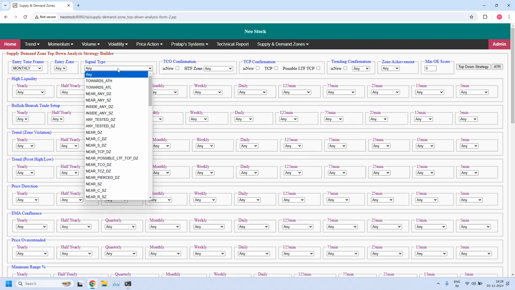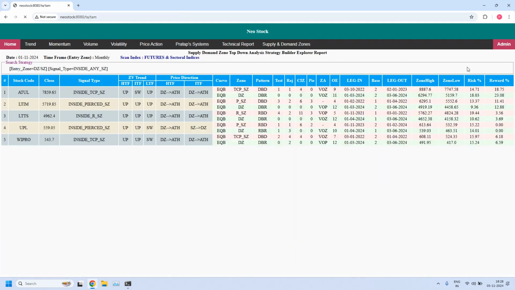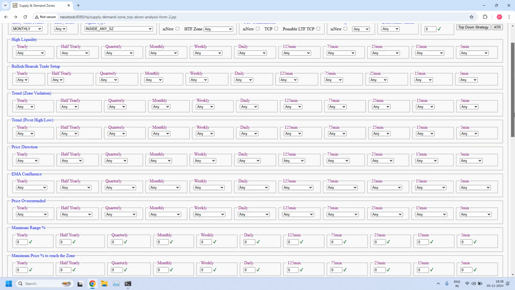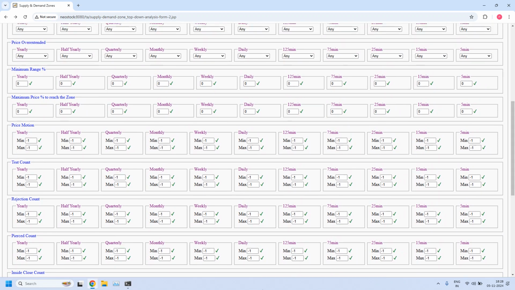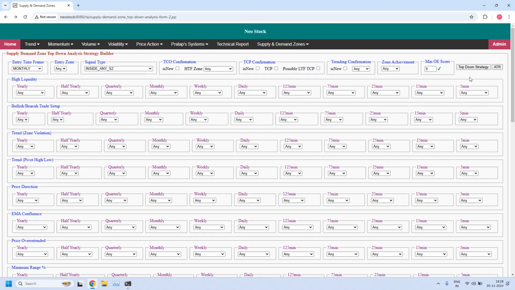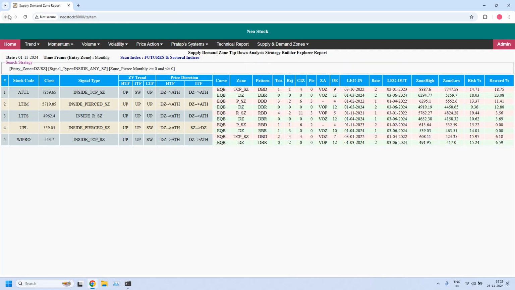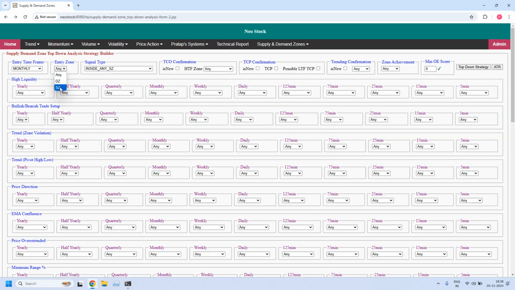Okay, next monthly time frame. Let's find the stocks where price closed inside monthly supply zone. 5 stocks are filtered. So I have to add the pierced count. Monthly time frame, minimum value 0, maximum value 0, and that should be applied to supply zones, monthly supply zones.